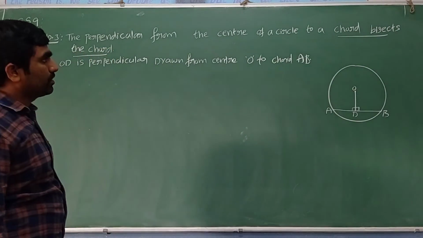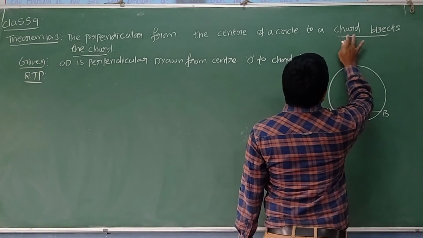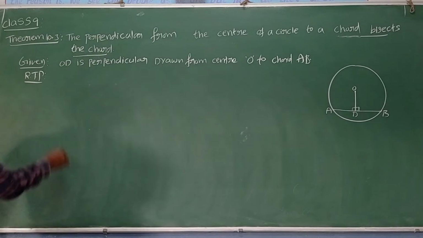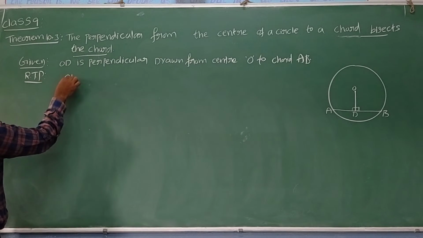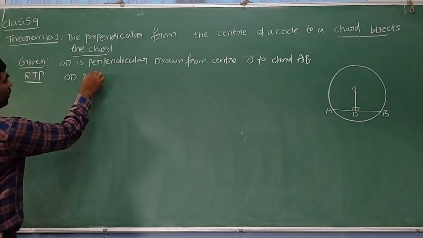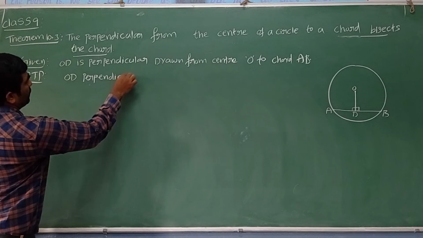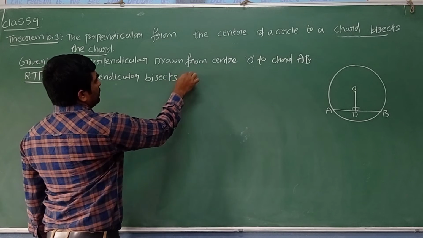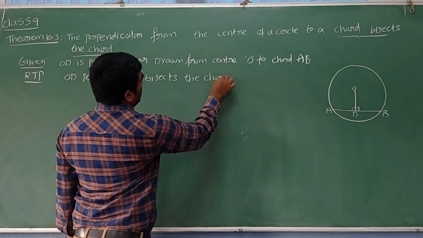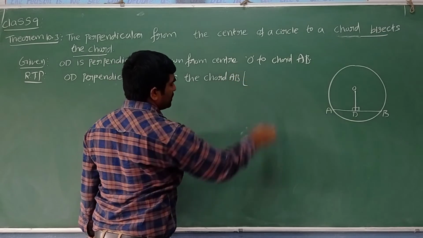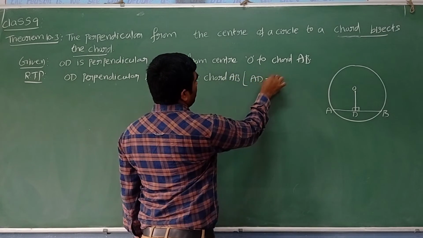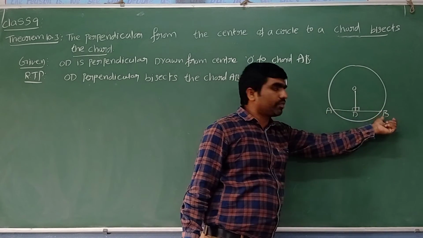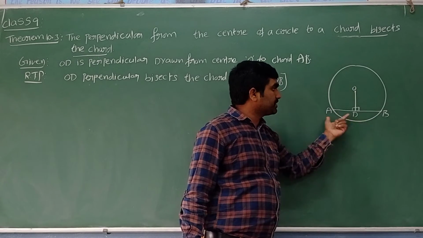The perpendicular from the center of a circle to a chord bisects the chord. It means the chord is divided into two equal parts. You have to prove that OD perpendicular bisects the chord AB. It's enough to prove that AD is equal to DB. When AD equals DB, AB is divided into equal parts, then we can say OD is the bisector of AB.